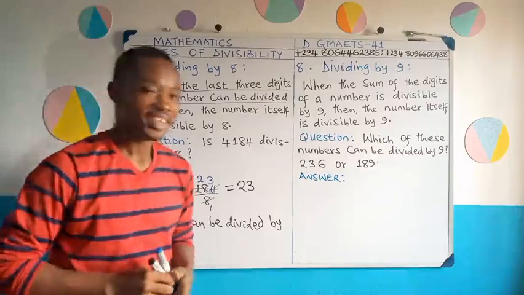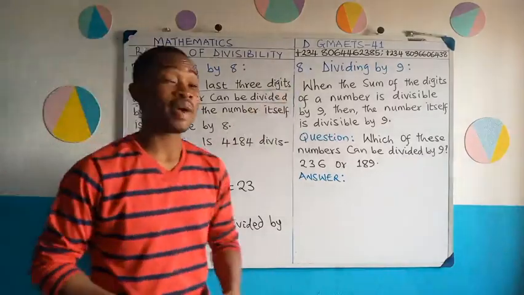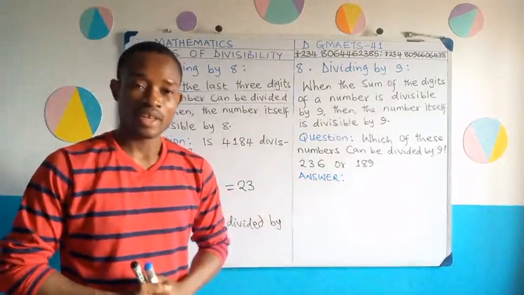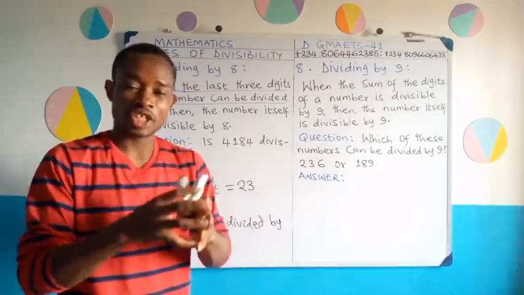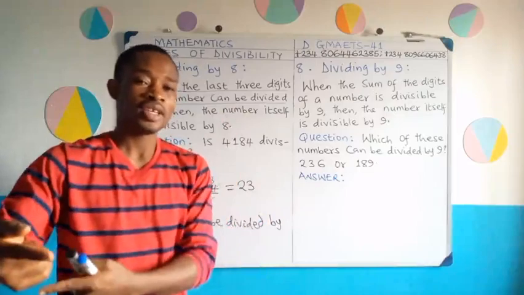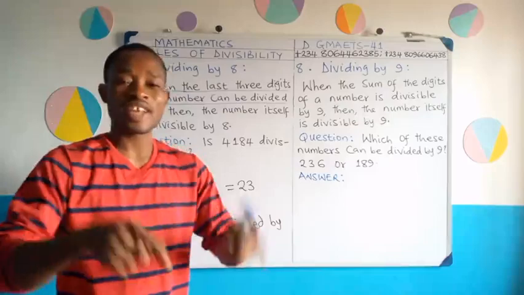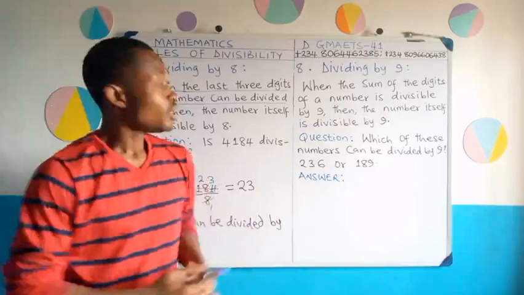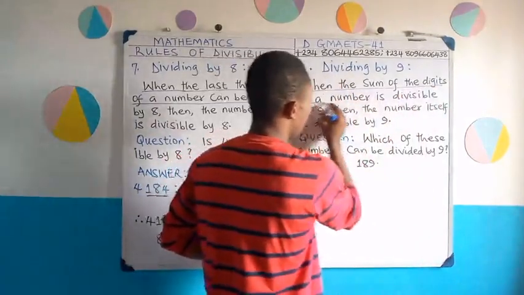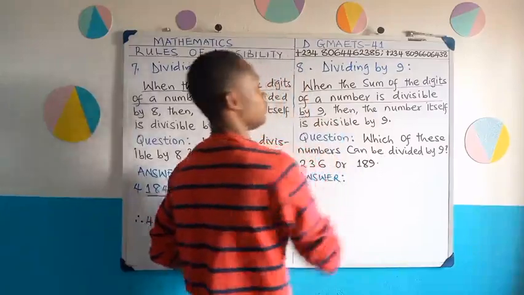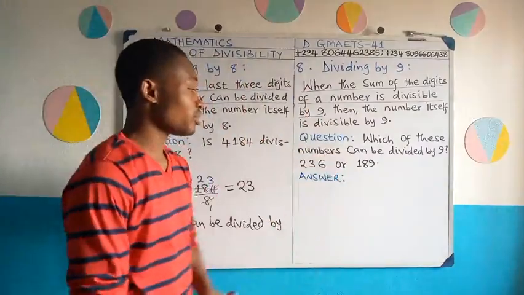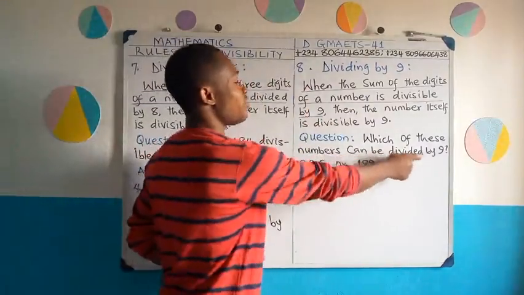Is that okay? Alright, let's move on to the next one, dividing by 9. How would you know that a number can be divided by 9? Simply, if the sum, if the addition of the digits in that number can give you a number which 9 can divide. Let me underline the main point. When the sum of the digits of a number is divisible by 9, it means that the number itself can be divided by 9.